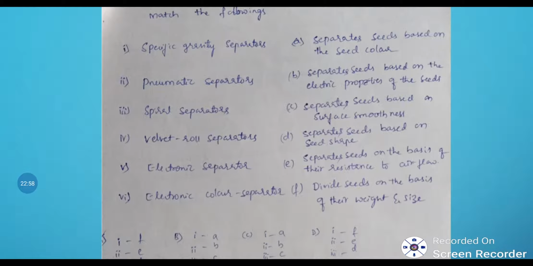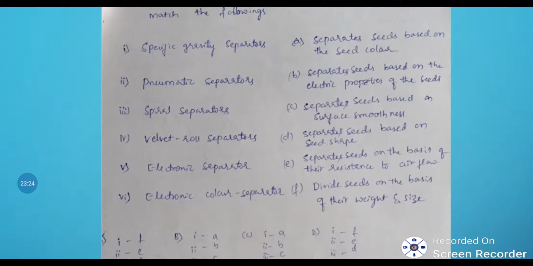Velvet roll separator. This is to separate seeds based on surface smoothness. Velvet means smooth. Okay. Electronic separator. This is to separate seeds based on the electric properties of the seed. Finally, electronic color separator is to separate seeds based on the seed color.